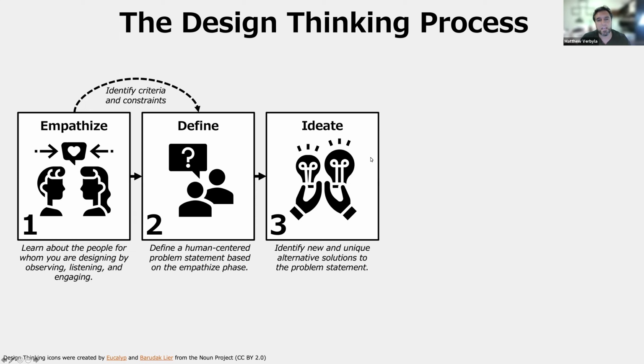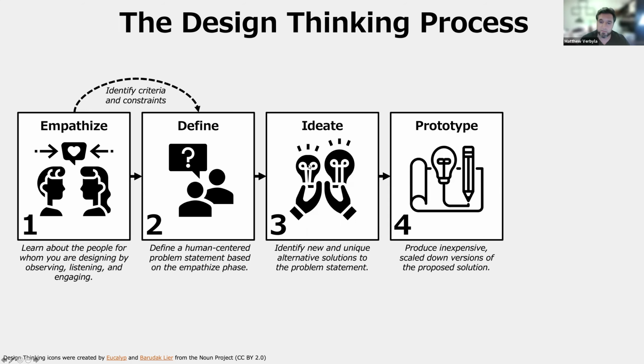Step number 3 of design thinking is to ideate, meaning to develop new and unique ideas for alternative solutions that can address the problem that was defined in step 2. Once we have ideas, we might start to develop a prototype, right? A prototype is an inexpensive, scaled down version of the proposed solution. Now there's an iteration process that happens here, where after the prototype is designed and developed, you will seek feedback from the design population, from the population of people who might use this product, and then iterate based on feedback to improve the solution.